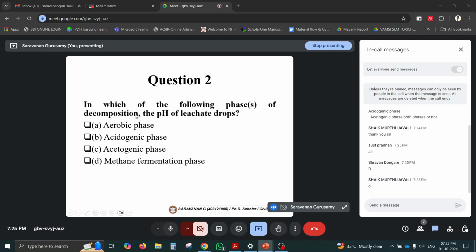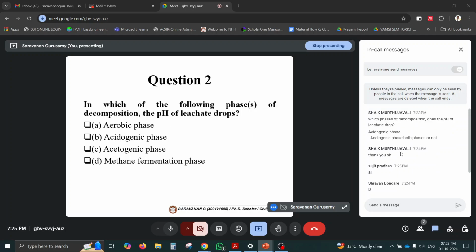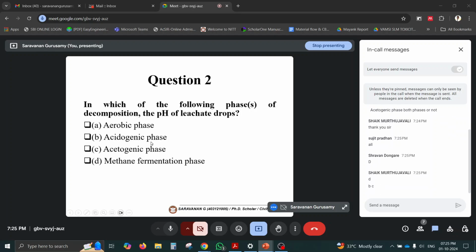In which of the following phases of decomposition does the pH of the leachate drop? So this is the question we have asked. Aerobic phase, acidogenesis phase, acetogenesis phase, methane formation phase, and the fifth phase is maturation phase. It's a multiple choice question. I have already answered this question. So the answer is B and C.